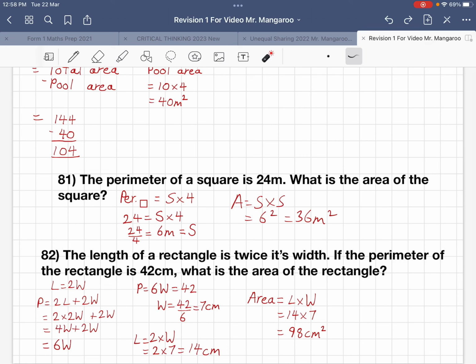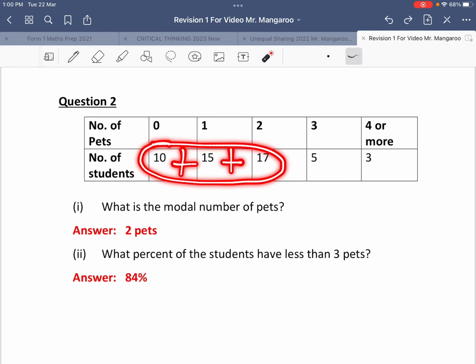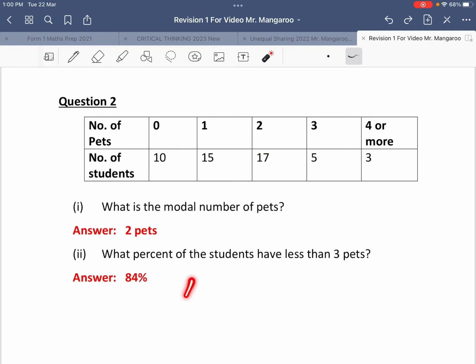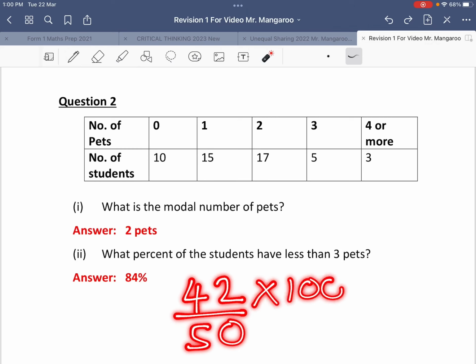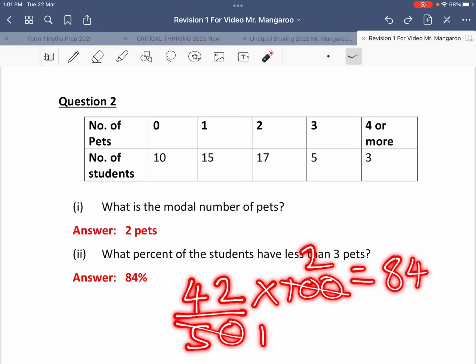What percent of the students have less than 3 pets? So that means 2 or less. So it could be 0 pets, 1 pet, or 2 pets. Right? So what percent of the students? That would be these here. So we add them together, 10 plus 15 plus 17, we will get 42. 42 out of the total, let's see, that will be out of 50, multiply by 100, will give us 84%.